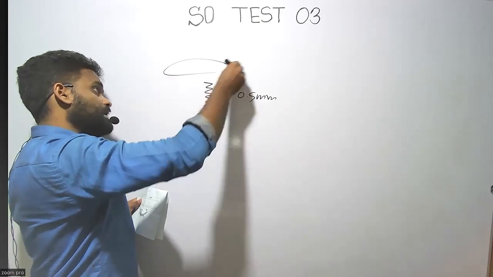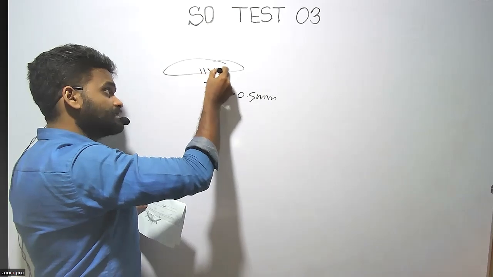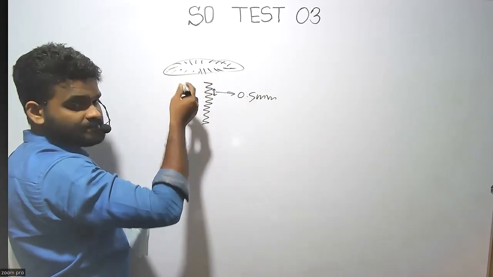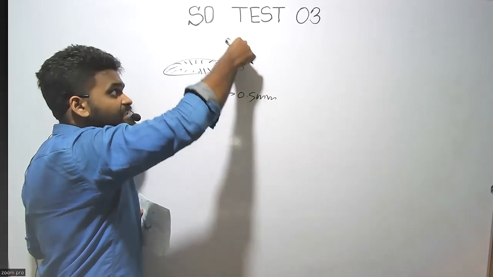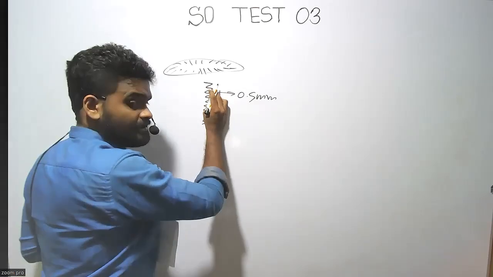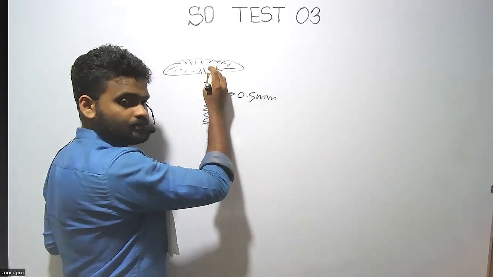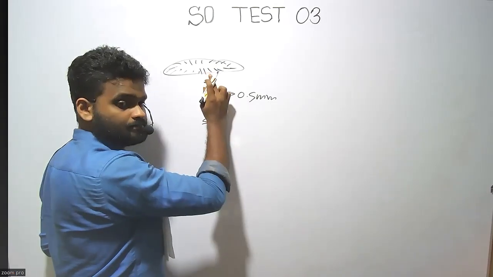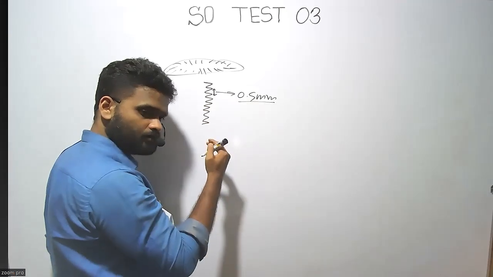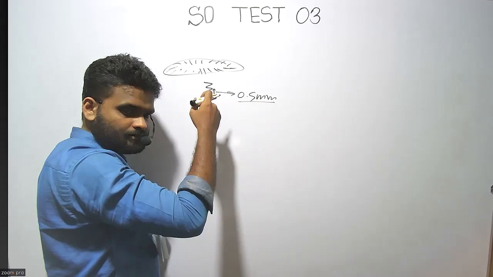Above that there is a circular scale, and that circular scale is divided into 50 parts. So what happens is when you make a complete turn, what does a screw do? It just goes down or up. So this pitch is how much it goes down or up as it turns one cycle, one circle.